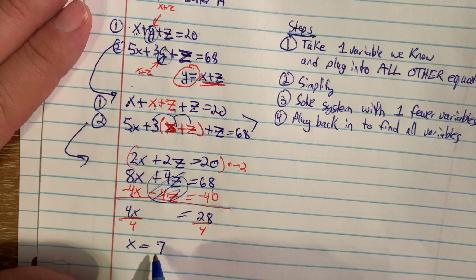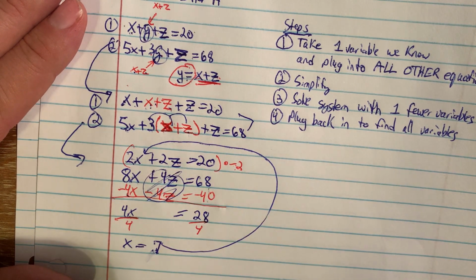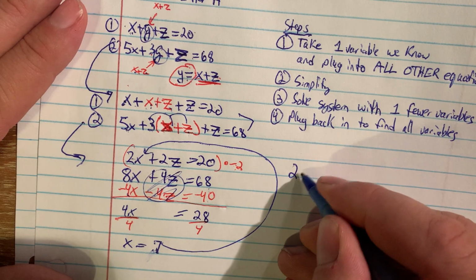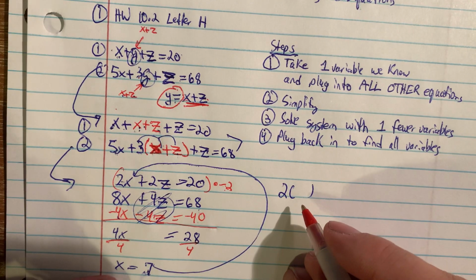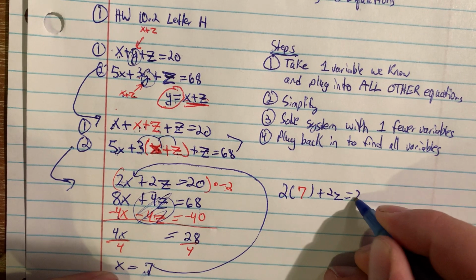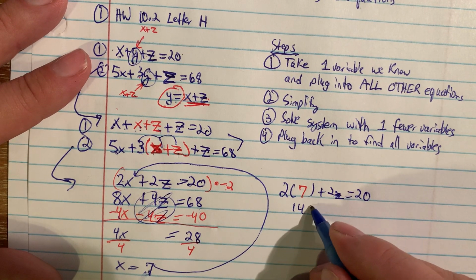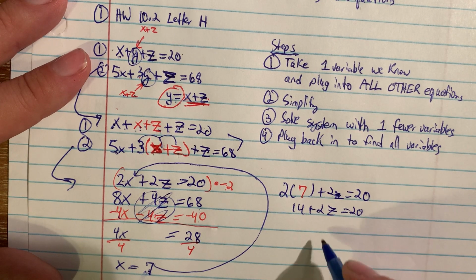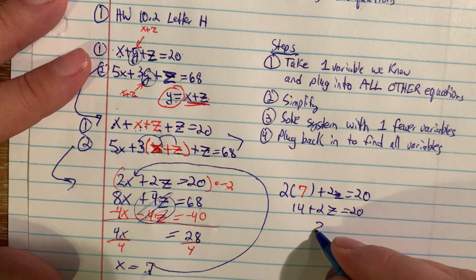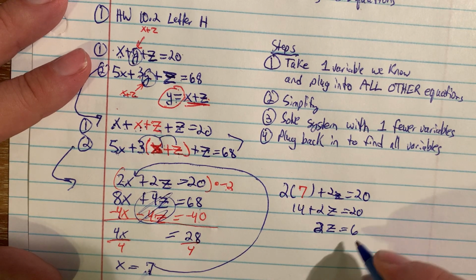Once we have one of the variables, we will plug back into an equation that has just x and another variable, so x and z. I can plug in x is 7 here and get 2 times 7, because we just found that x was 7. 2 times 7 plus 2z equals 20. And I can solve this one variable equation now. 14 plus 2z equals 20. I can move the 14 to the other side by subtracting 14 on both sides. 2z, 20 minus 14 is 6. Z equals, divide by 2, 3.